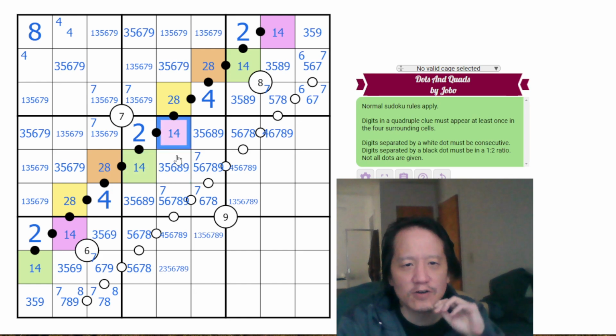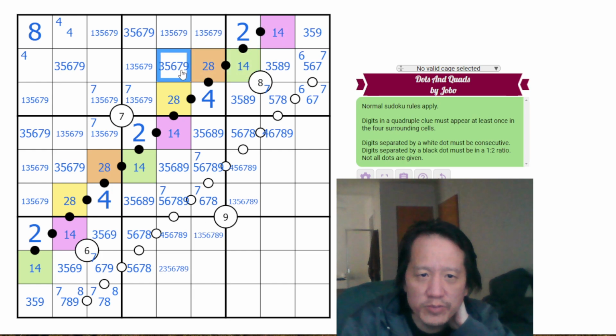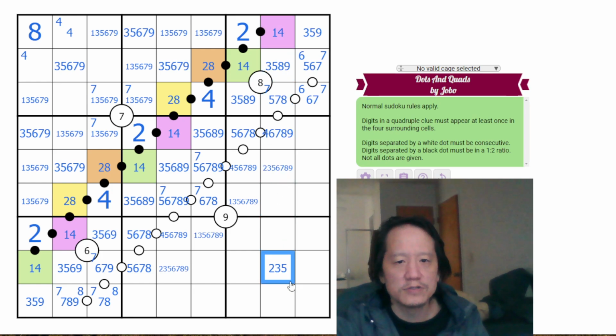Let's see. I don't remember how I solved it the previous time, so we're just gonna have to go through this manually again. This can't be pink or green. This can't be pink or green. This can't be pink or green. So this is 2, 3, 5, 6, 7, 8, and 9. This can't be pink or green. So this is 2, 3, 5, 6, 7, 8, and 9.